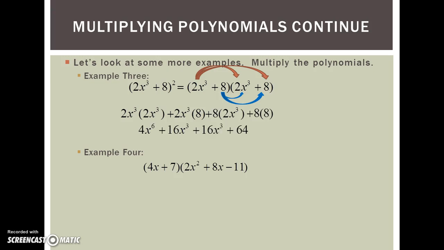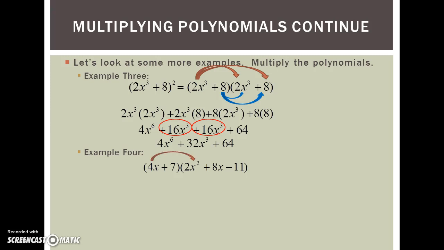So we end up with 4x to the sixth plus 16x to the third plus 16x to the third plus 64. And again, combining like terms brings us to 4x to the sixth plus 32x to the third plus 64. In the last example, we're doing a binomial by a trinomial.